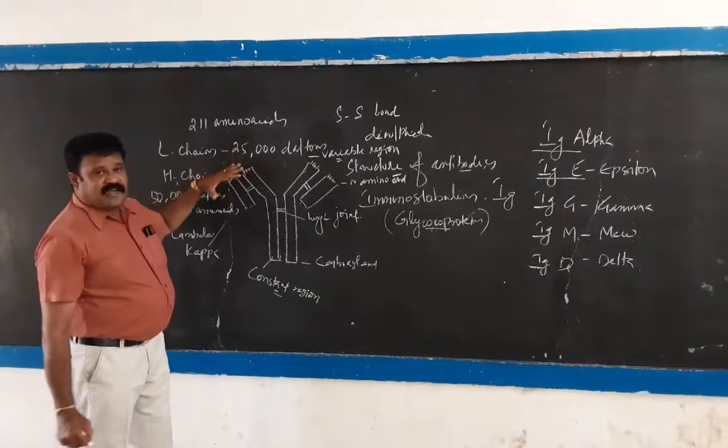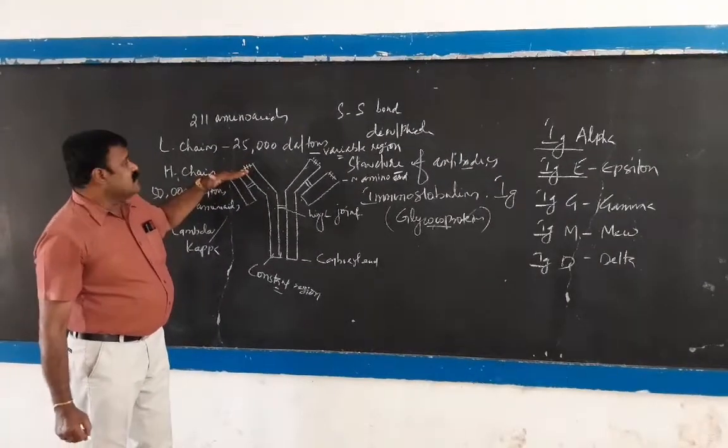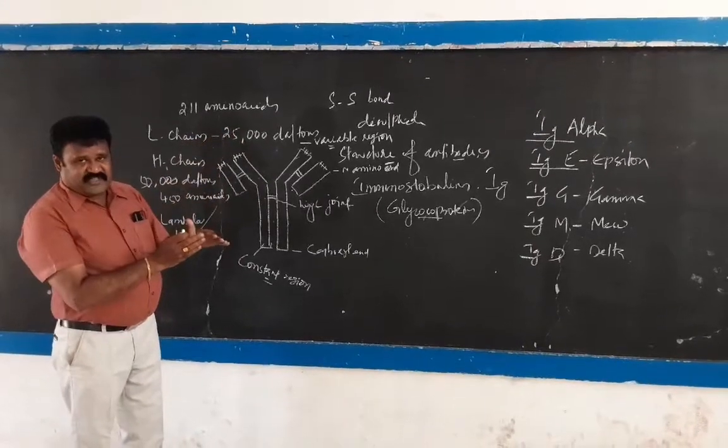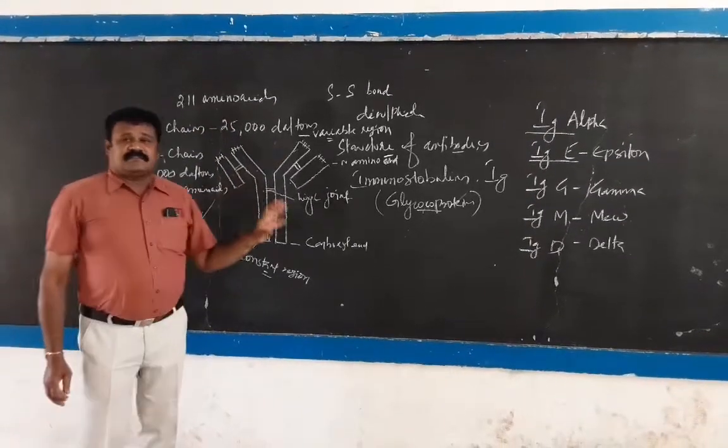Since the amino acids are supposed to vary, they are able to identify different types of antigen and destroy them. With this we conclude the structure of antibodies.